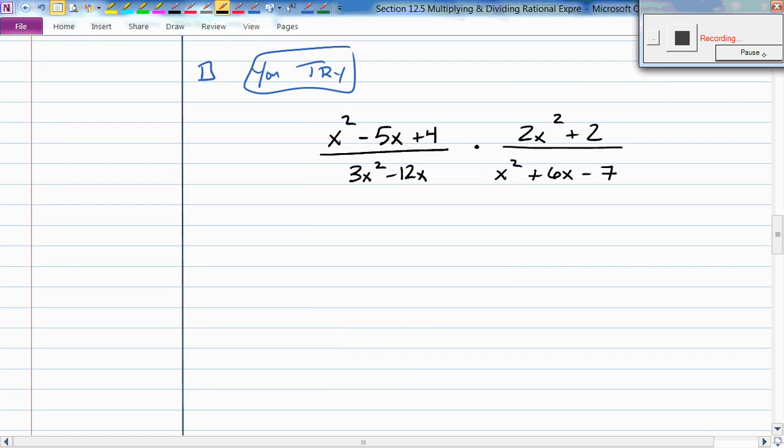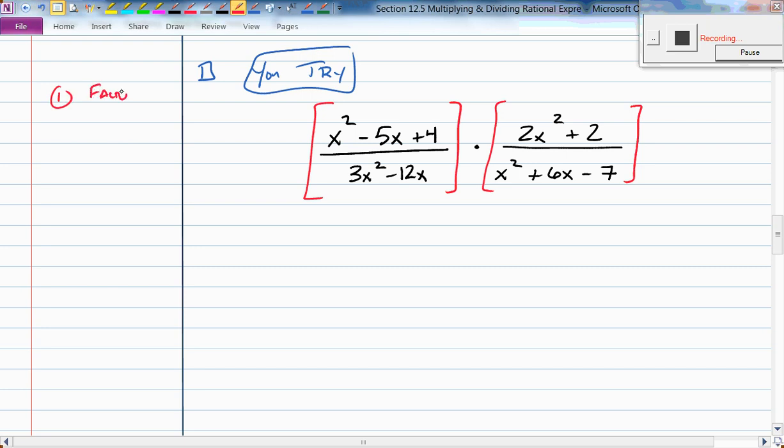Okay, last one. It would be great if you and your partner, one of you took the left expression and the other took the right expression, and you follow the process of factoring everything, and then finally canceling everything, and then finally cleaning up everything.